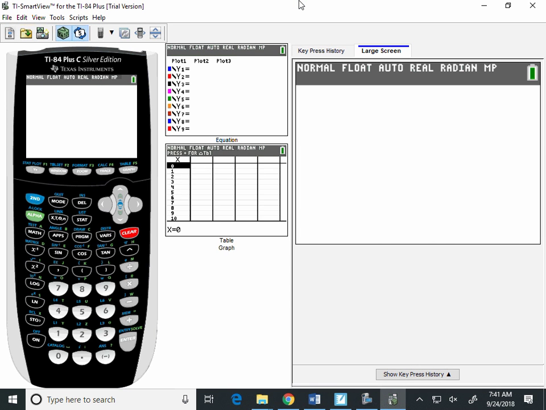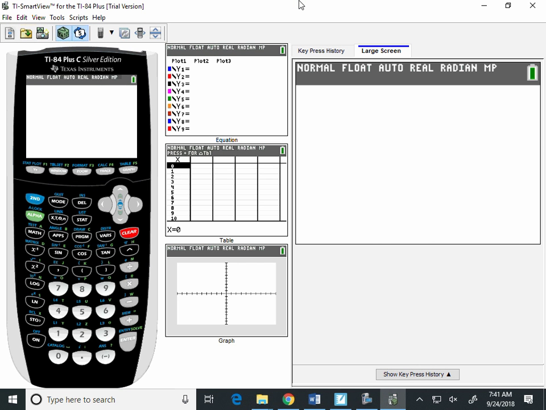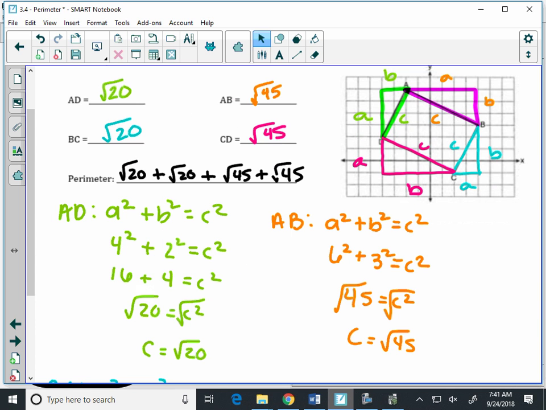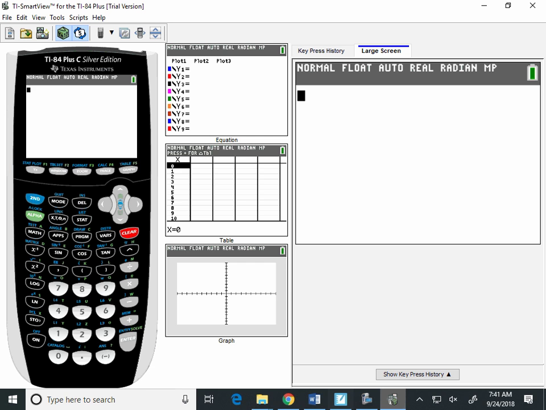If you plug this in all in one step, we're doing radical 20 plus radical 20 plus the two radical 45s. You're going to hit the second button and then the x squared button. That gives you your radical. So your radical 20. At this point, it's really important: you have to arrow out.